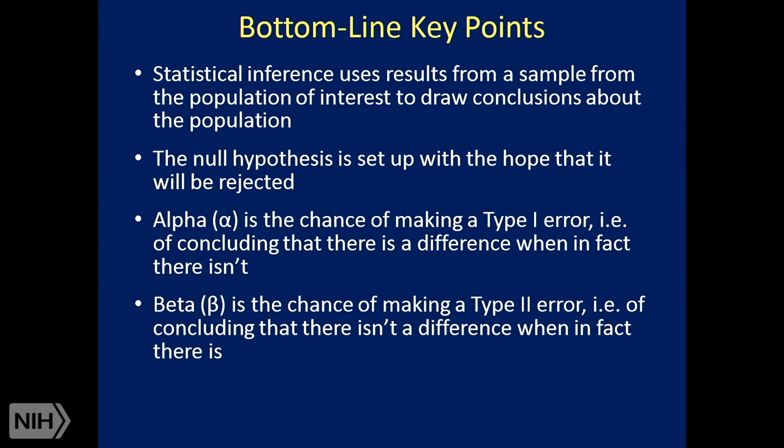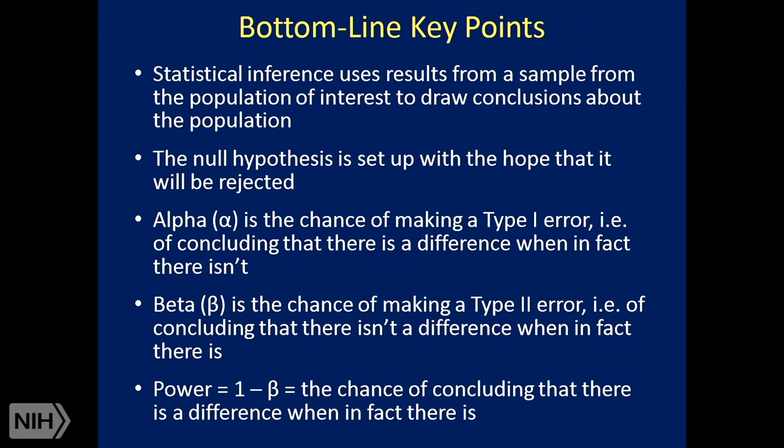Beta is the chance of making a type 2 error. In other words, of concluding that there isn't a difference when in fact there is. Power, which is 1 minus beta, is the chance of concluding that there is a difference when in fact there is. So it's a correct conclusion. We want the power to be high. We want alpha and beta to be low.